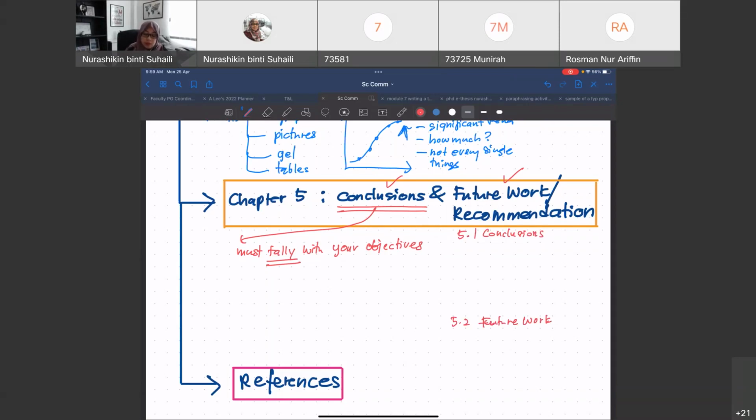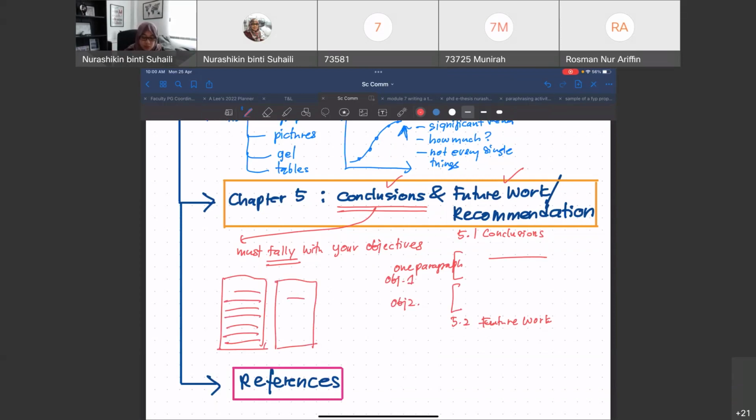For conclusions, identify your objectives. How many objectives? Two objectives. So you write one paragraph concluding objective one, and then another paragraph for objective two. Divide it. Don't write a long paragraph. What I mean by a long paragraph is you have a full page and you start writing without any paragraph break. It's just one paragraph. What is ideal is you divide it into two or maybe three, depending on your objectives, so it's clear for the readers. So this is objective one, this is objective two, something like that.